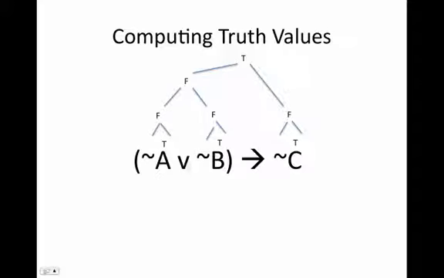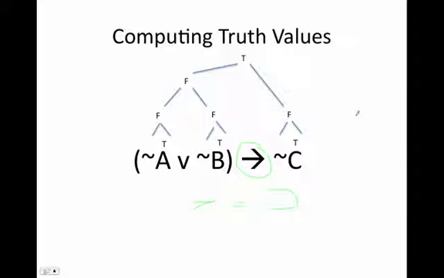Well, the major operator is this conditional sign. Remember, the arrow is the same thing as a horseshoe. The book's using a horseshoe, I'm using an arrow. It's the same thing. So, what are the rules for conditional? Well, this should be easy.